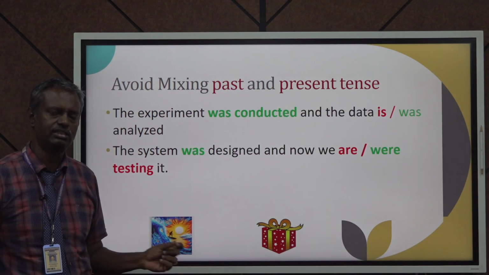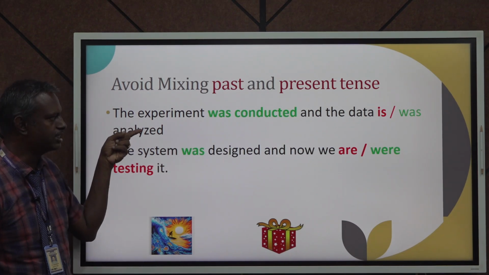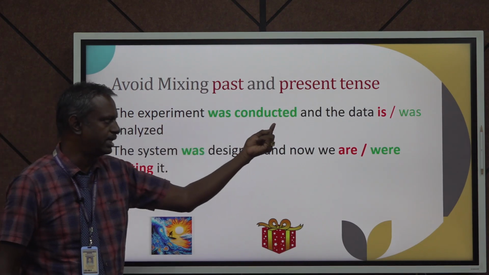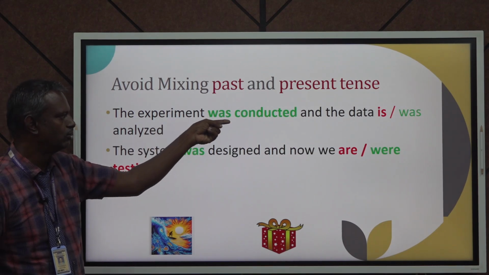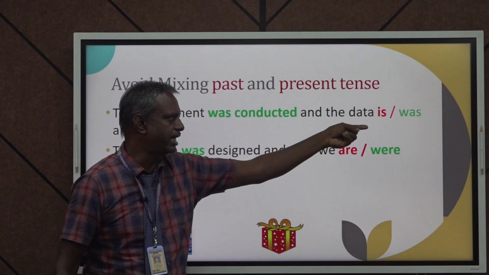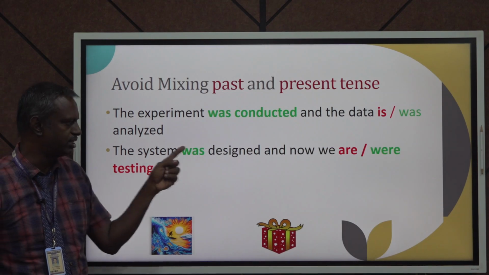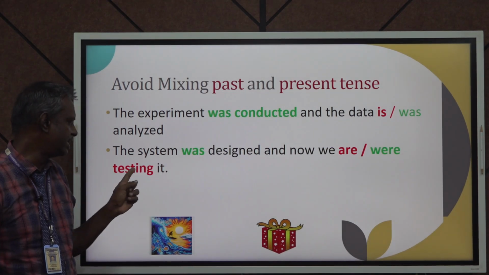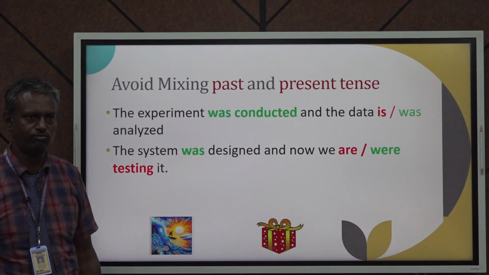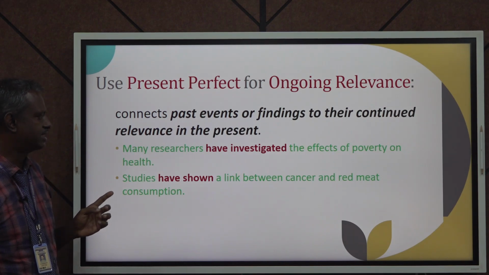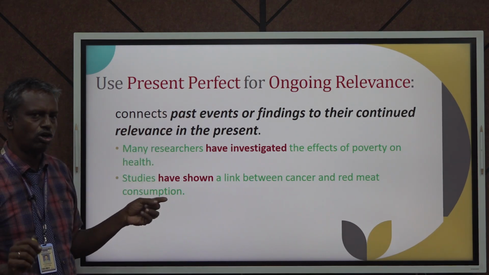Earlier I stated that you have to maintain consistency. I am reassuring that. Take this particular sentence, the experiment was conducted and the data is analyzed. That is wrong, because here you have a past form. So, what you have to write is the data was analyzed. Take the next one, the system was designed and now we were testing it. We were testing it is the right form. Please avoid the present form.